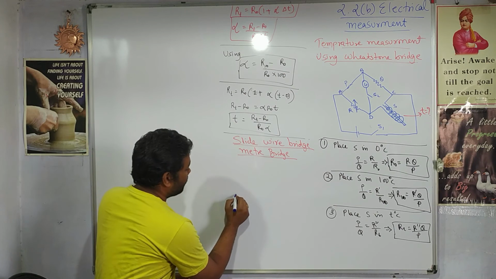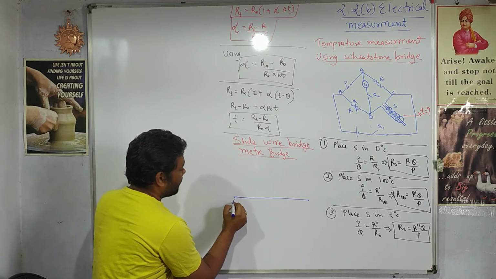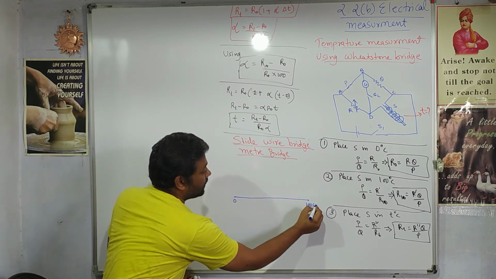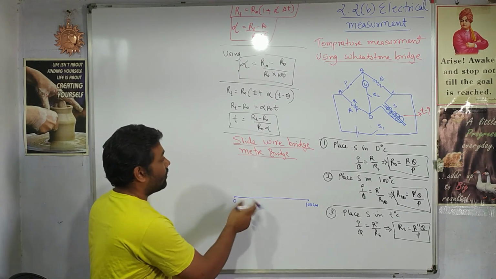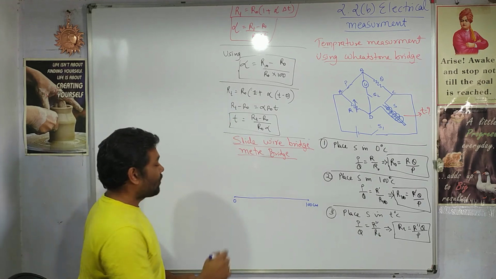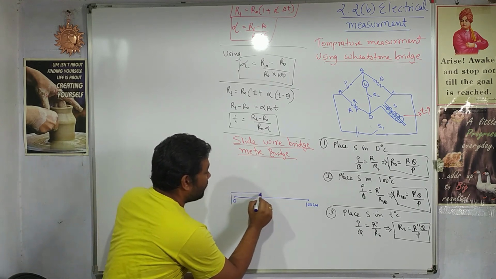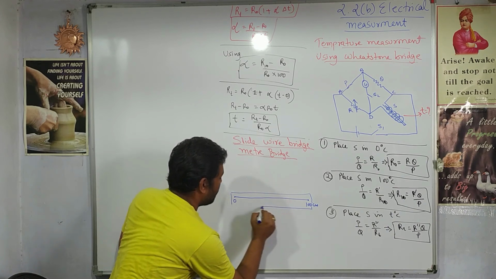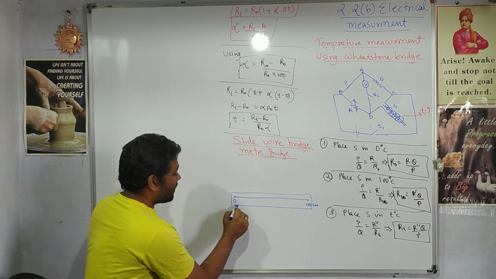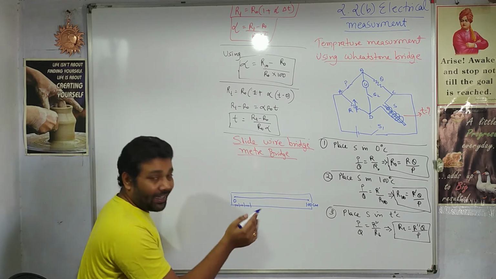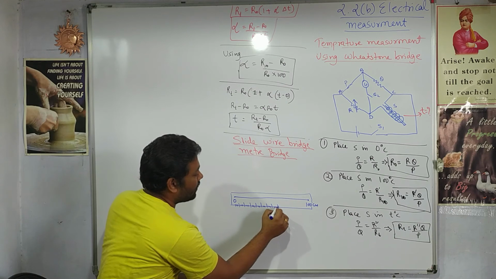The slide wire bridge contains a wire which is exactly 1 meter long, so it is 0 to 100 centimeters. This wire is again made up of constantan or manganin, which has a greater value of alpha. This wire is fixed on a wooden box, and on this wooden box there is a scale from 0 to 100 centimeters. Again, this is a practical which you will be doing in your 12th standard, so I am just giving you a theoretical explanation.